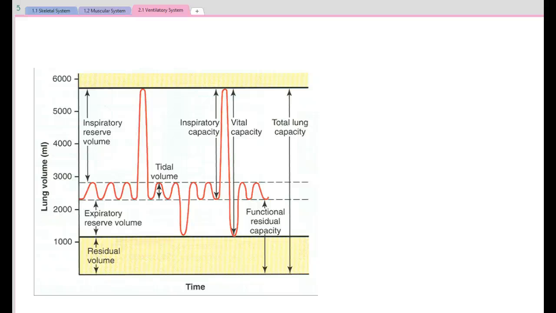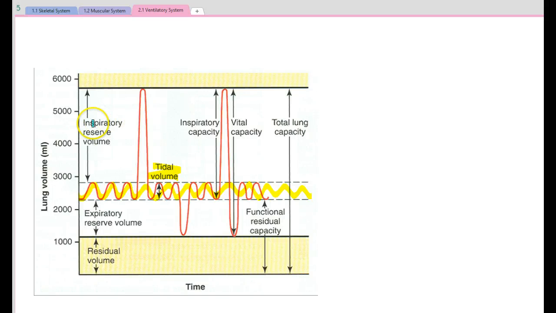The first one that we look at is called tidal volume. That's the normal amount that we breathe in and out per breath. So important there to remember that it's per breath. Tidal volume is normally measured in milliliters. Sometimes it will be expressed in liters, but normally expressed in milliliters.